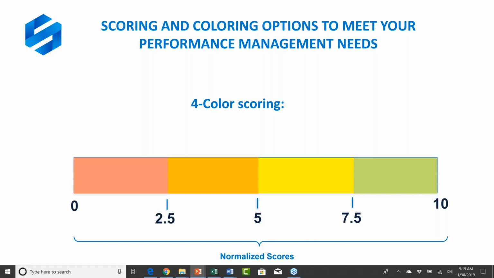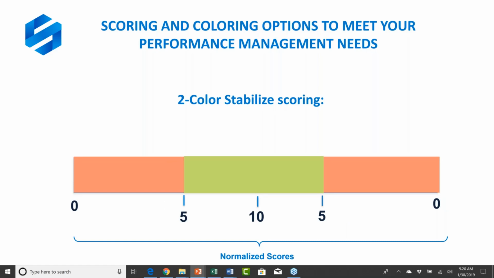Instead of dividing your 0 to 10 normalized spectrum in thirds, you divide it into quarters and throw in another color here, in this case, orange. But again, the same idea of just breaking it down into, if you will, sections which get scored and colored.